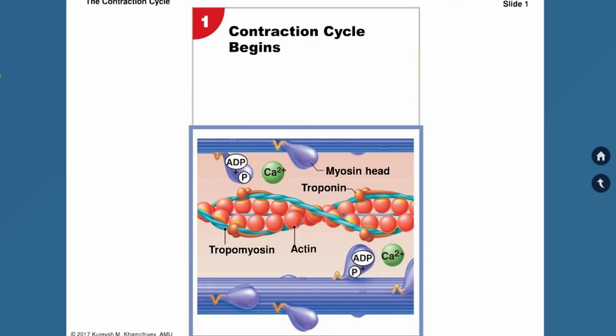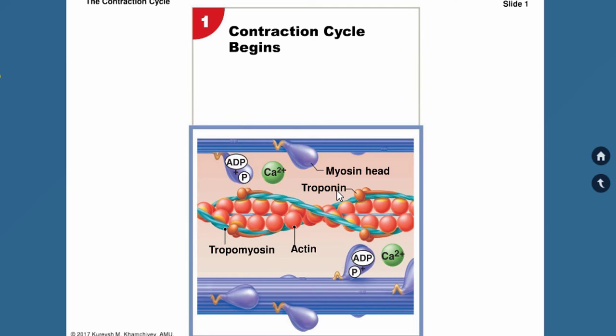The first step in the process of contraction is for calcium to bind to troponin, so that tropomyosin can slide away from the binding site on the actin strands. Okay? Have you got it? Did you understand? Calcium binds. No, teacher, please repeat once.